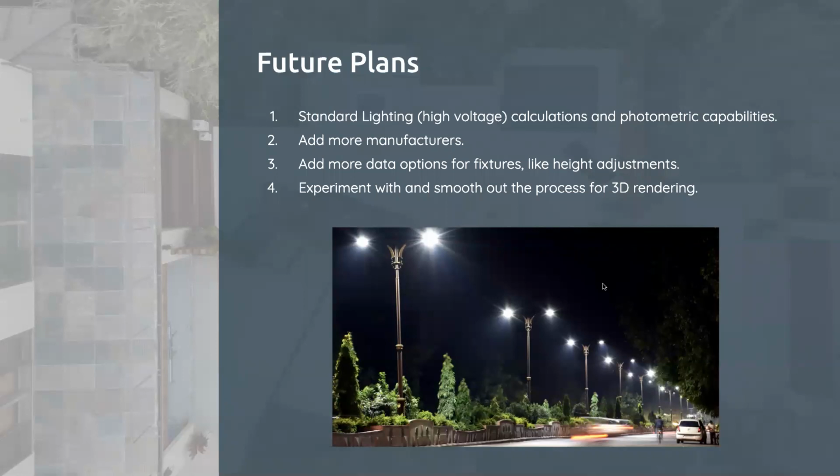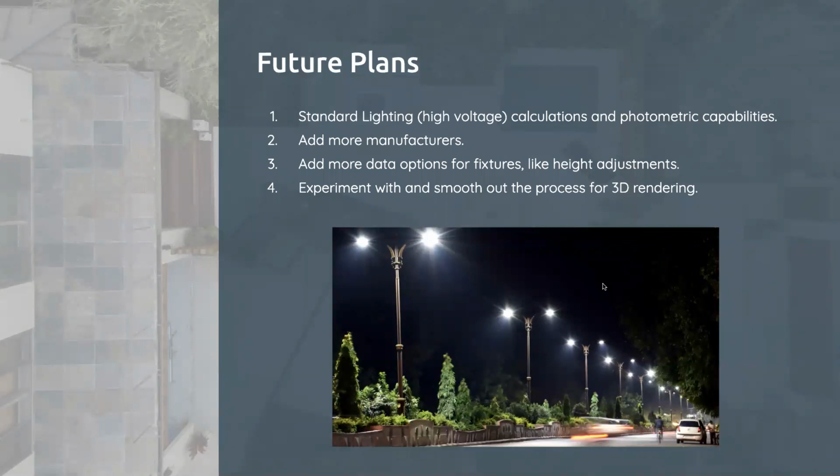So now that we've got our low voltage lighting set up the way it is, we still have a lot more to do. And so in 2020, we're really going to be updating some of the items for the lighting module. Some of the things that we're looking at doing is improving it so that it is compatible with standard lighting or high voltage, which is a whole other beast. We're going to be focusing on adding a lot more manufacturers to the system. And then also we want to add more data options for the fixtures, like height adjustments.